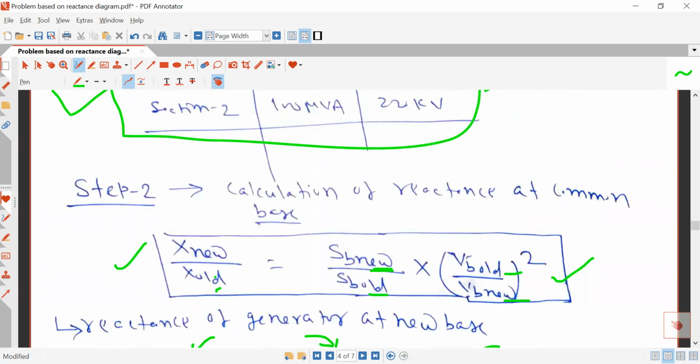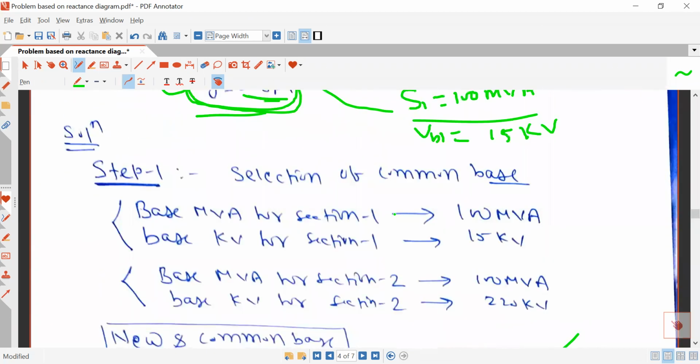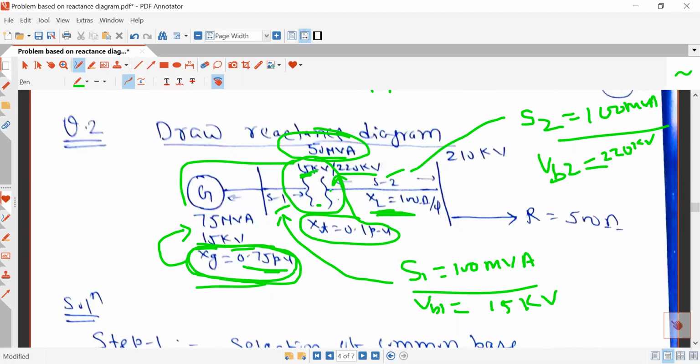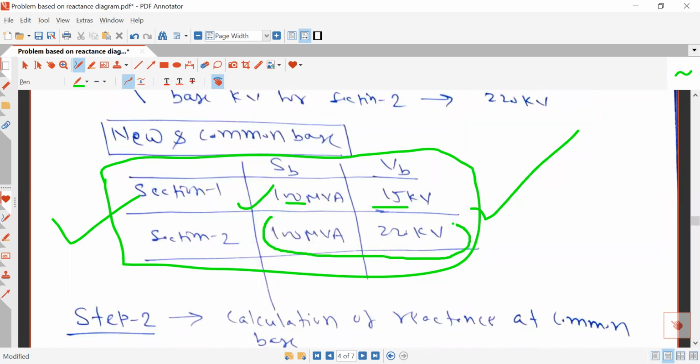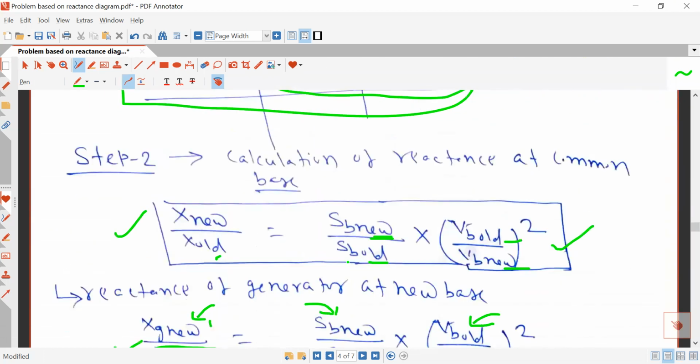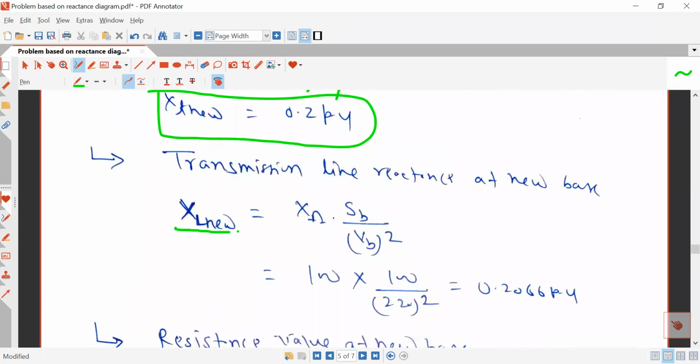Similarly, there is a transmission line also, and this transmission line is a part of section 2. You can see the base value for section 2 in the block diagram. This transmission line exists in section 2, and the new base for section 2 is 100 MVA and 220 kilovolt. So you can get the transmission line reactance at the new base.